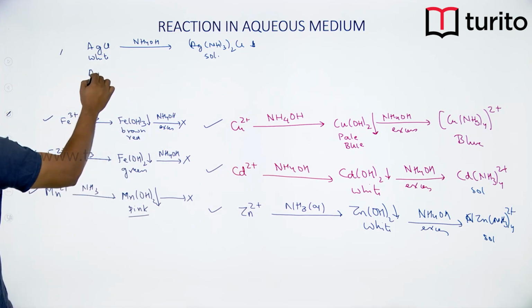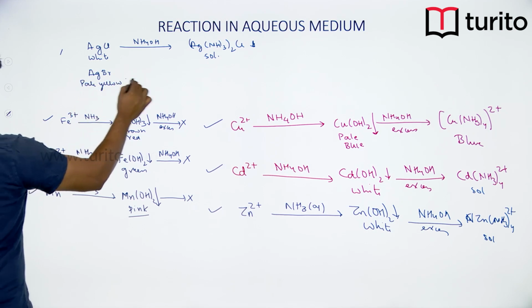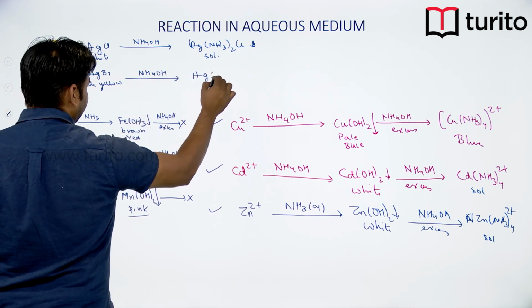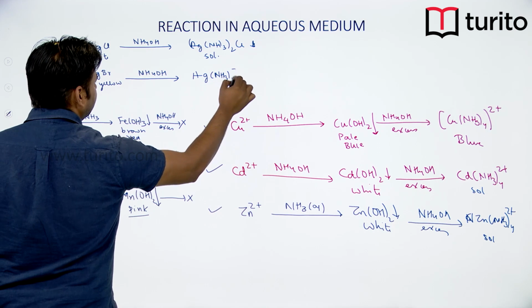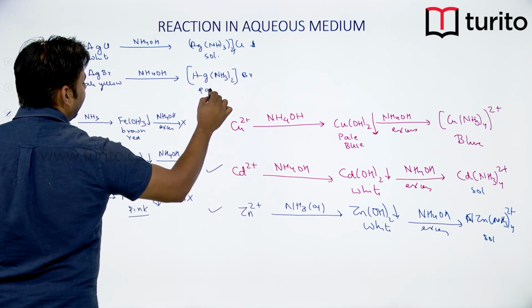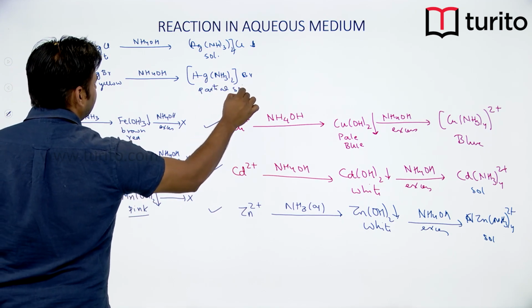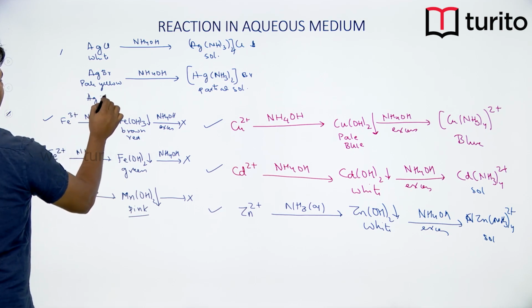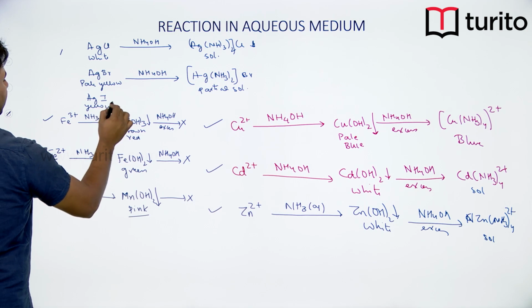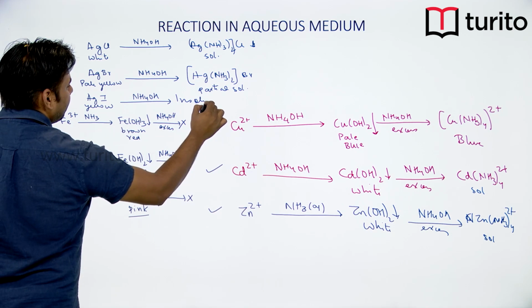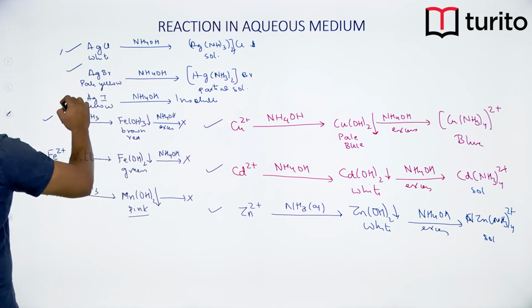Now when you take AgBr, AgBr is pale yellow in color. So when you dissolve this in ammonium hydroxide, we'll say that it is getting converted into [Ag(NH3)2]Br. So we'll say that this is partially soluble. The precipitate is partially soluble in ammonium hydroxide. But if you take AgI, AgI is having yellow color. Now when you take it in ammonium hydroxide, it is insoluble. So this you must know.